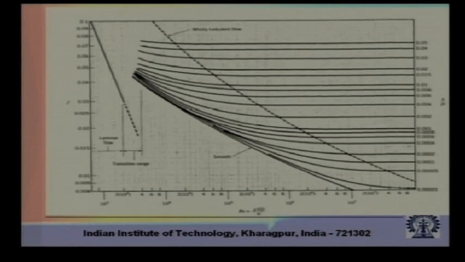Then the other important independent variable, or rather input variable, need not be independent, is the average surface roughness divided by the diameter.